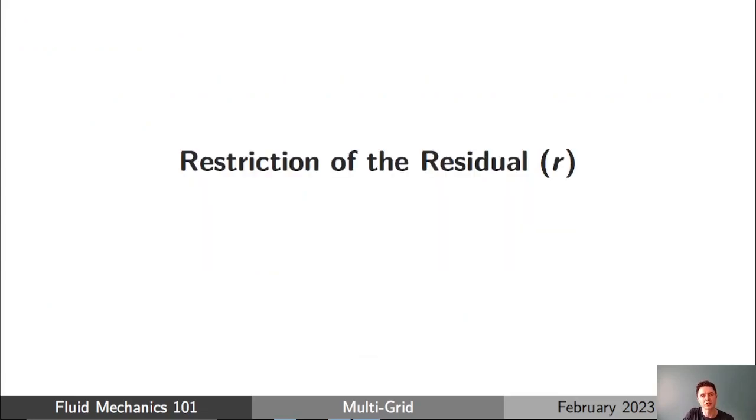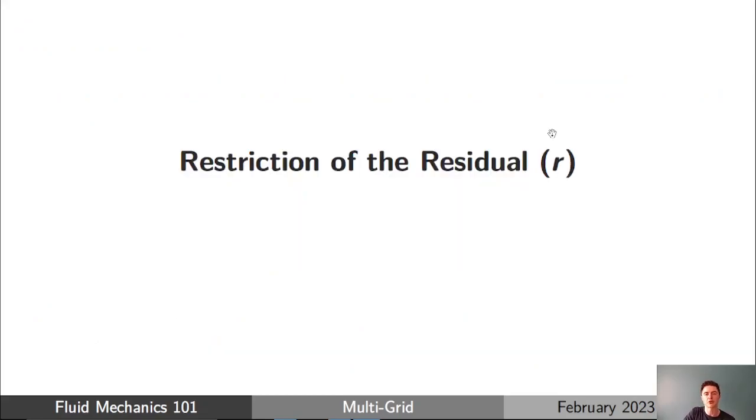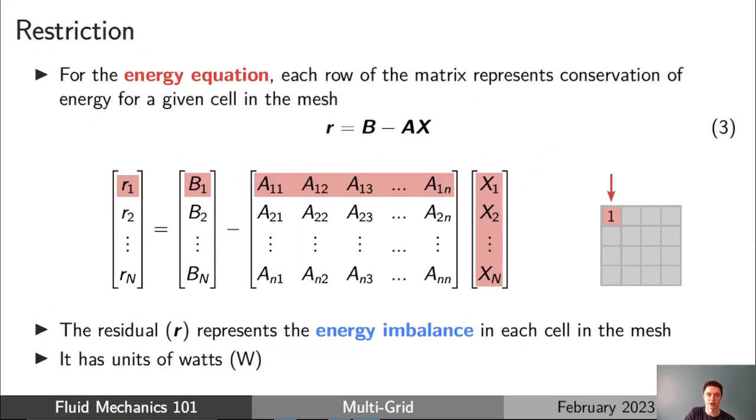And the first quantity I'm going to look at is the residual. So how do we change the source term, the residual, from the original mesh to the fine mesh? How do we go from R to R prime? This process is called restriction in the multi-grid method literature. And in order to understand restriction, we need to think a little bit about what the residual physically represents.